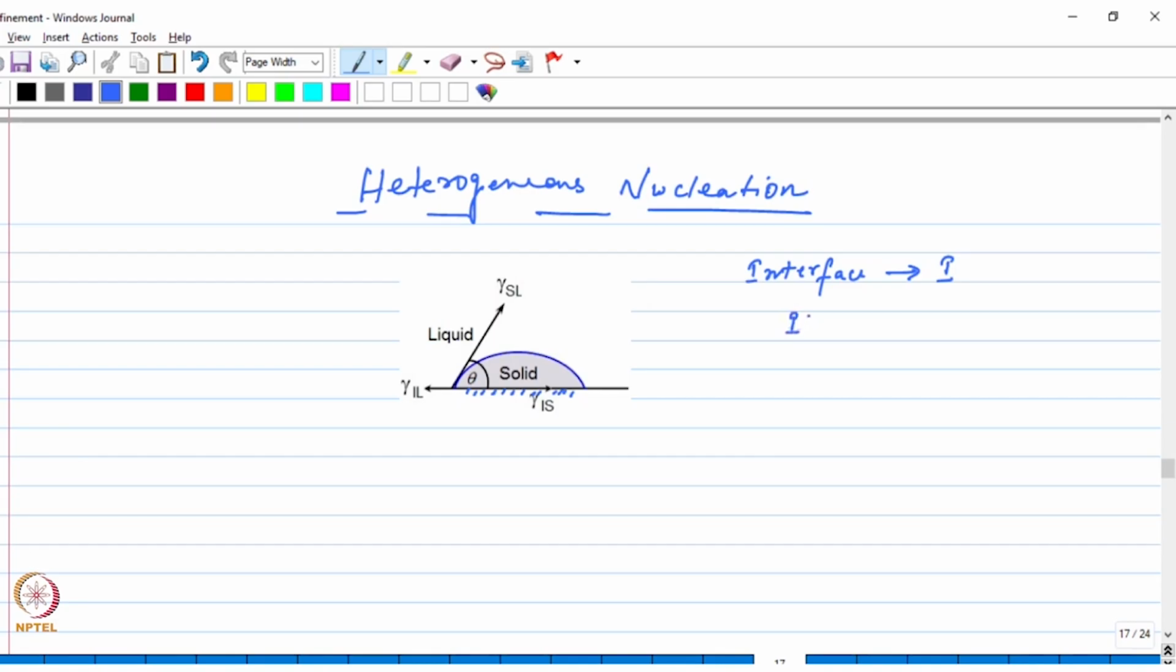So this is the interface, solid interface on which the solid nucleus is forming, right? And this is the corresponding interfacial energy, gamma IS, okay? Similarly, this nucleating surface also has an interface with the liquid, so that is IL, and this is the corresponding interfacial energy. And this is the interface between the liquid and the solid. So the corresponding interfacial energy is this one, gamma SL.